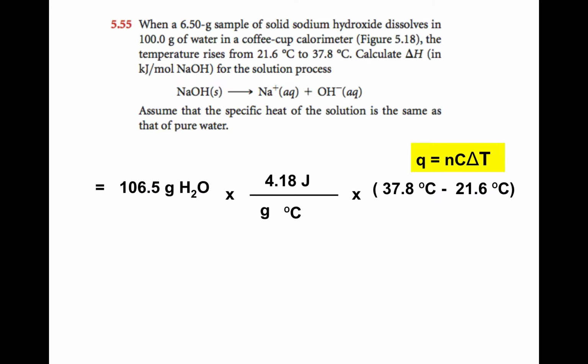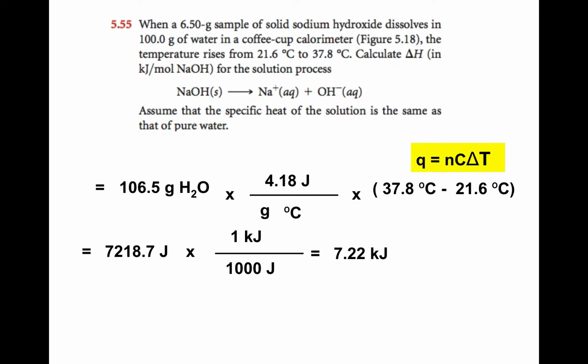So when I plug this into q equals m c delta T, I convert to joules. I want to convert this to kilojoules, right? It's just easier to look at, right? Instead of looking at 7,000-something joules, it's easier to look at 7.22 kilojoules. All right, so that's how much heat was absorbed by the water.